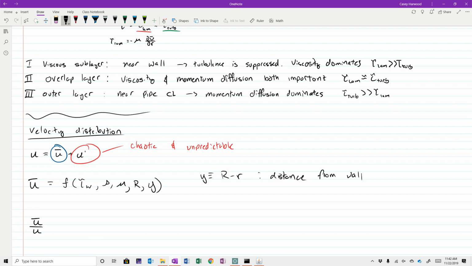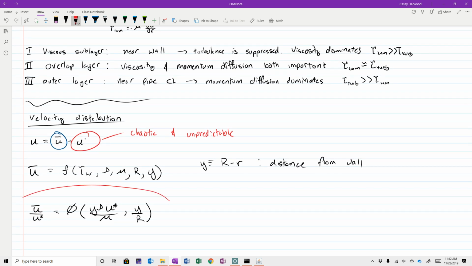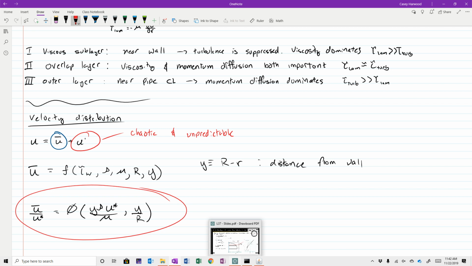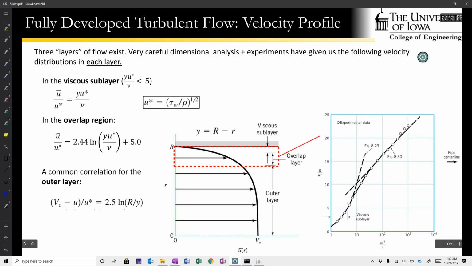U bar over this thing called the shear velocity, u asterisk, we'll get into that in a second, is a function of y rho u asterisk over mu and y over R. Okay, so we've got this dimensionless relationship, and then lots and lots of experiments. They've come up with empirical correlations for this dimensionless velocity distribution. I'm going to flip over to some slides here to show you what these look like. These are not things that we're going to do a whole lot with mathematically, but I want to introduce what you're seeing in the next time you see a turbulent boundary layer.